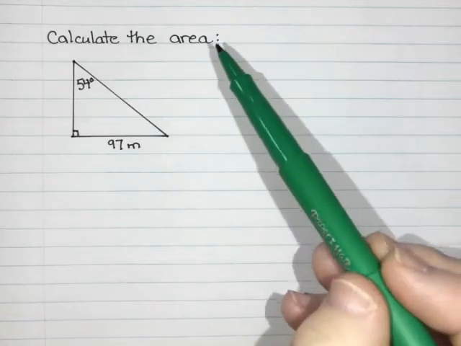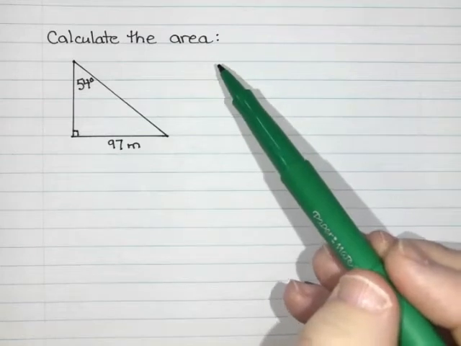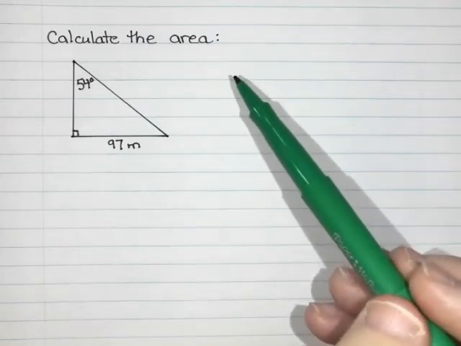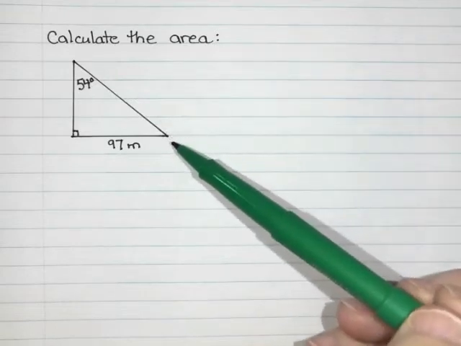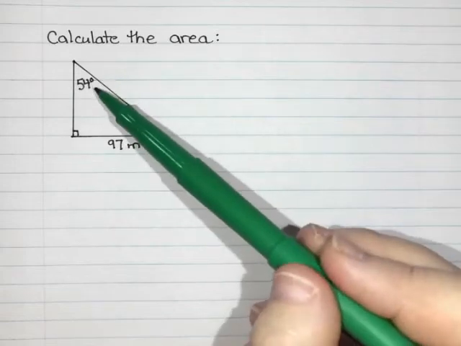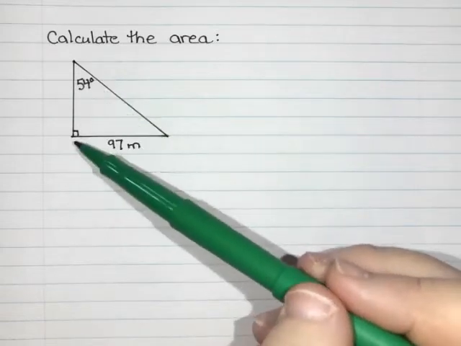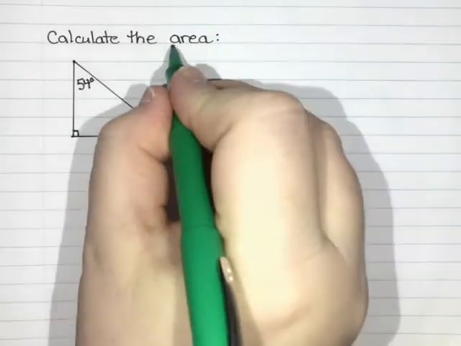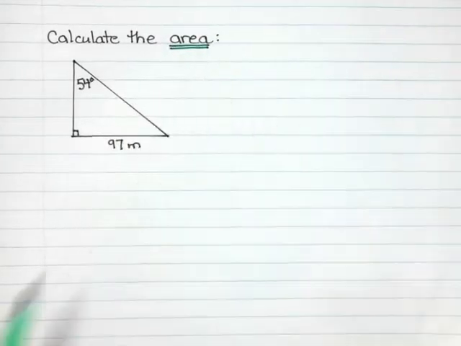Our second question says, calculate the area of the following triangle. Round your final answers to 2 decimal places. So I have a right angle triangle here. It has a side of 97 meters. It has an angle of 54 degrees, and it's also a right angle triangle. Now the question is asking us to find the area.